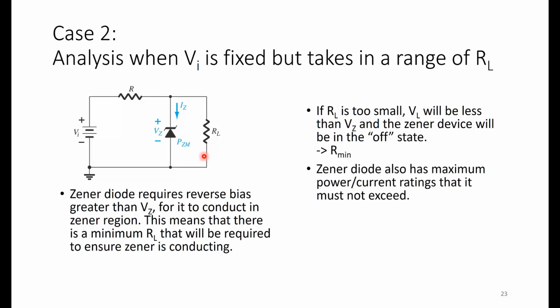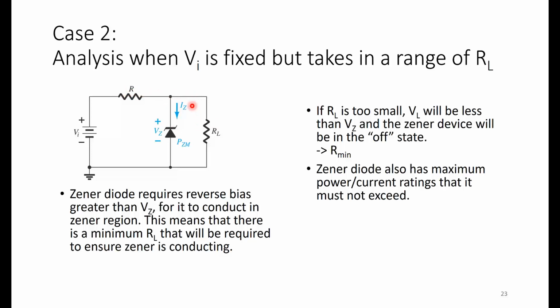On the other hand, if RL max is too big, this is going to affect the Zener diode in terms of the maximum power current rating that it must not exceed. How is it that when RL is too big, this Zener diode will exceed the power ratings? The answer is because of the previous slide that we had, the yellow slide of the resistance circuit. Now if RL is too big, the current that passes through RL is too small, and therefore most of the current from IR will be flowing through IZ.